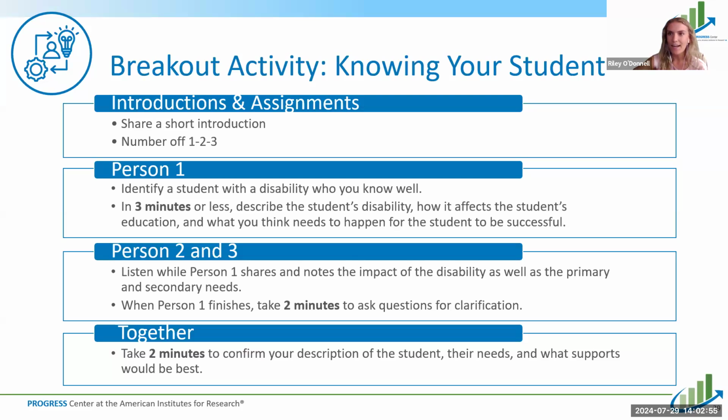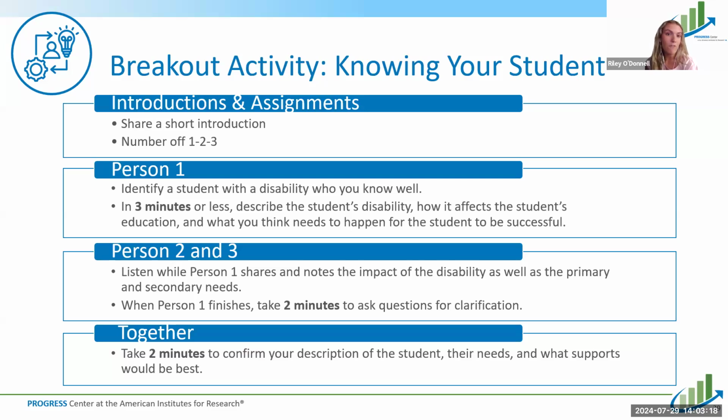So to get us talking again with some partners, we are going to do another breakout activity called Knowing Your Student. So thinking about introductions and assignments is going to be the first step here. You are going to be broken off into groups of 2 or 3, and we invite you to share just a quick 15-second introduction with yourself and your partner, and then number off 1, 2, and 3.